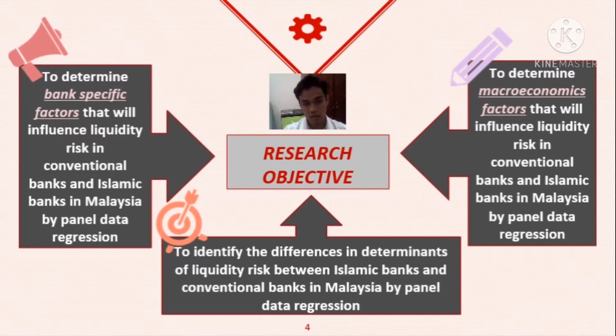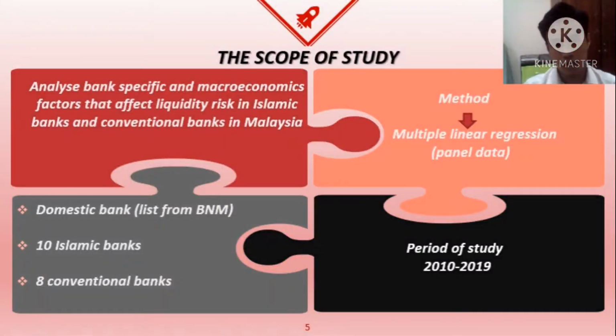My research objectives: first, to determine bank-specific factors that will influence liquidity risk in conventional banks and Islamic banks in Malaysia by panel data regression. Next, to determine macroeconomic factors that will influence liquidity risk in conventional banks and Islamic banks in Malaysia by panel data regression. And last, to identify the difference in determinants of liquidity risk between Islamic banks and conventional banks in Malaysia by panel data regression. Next, my scope of study is until 2019 as the period of this study.